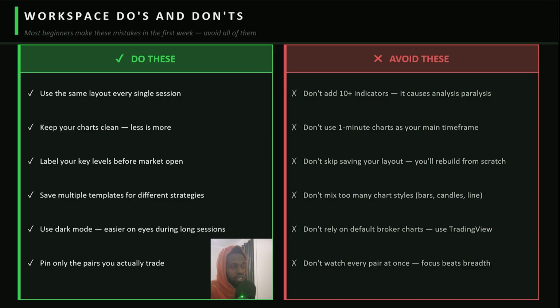So these are things you should avoid on your workspace. Don't add 10 indicators. Plus, as we said, analysis paralysis. This one is telling you to buy, this one is telling you to sell. That is chaos. Don't use 1 minute charts as your main time frame. We'll look more into this when we go to technical, whereby we have to follow the higher time frame. Higher time frame is king. Then we use the lower time frames for entry.